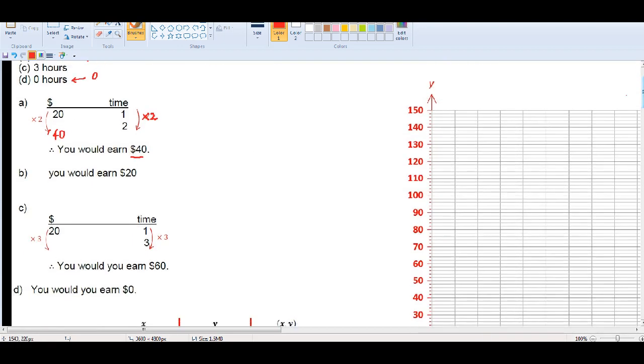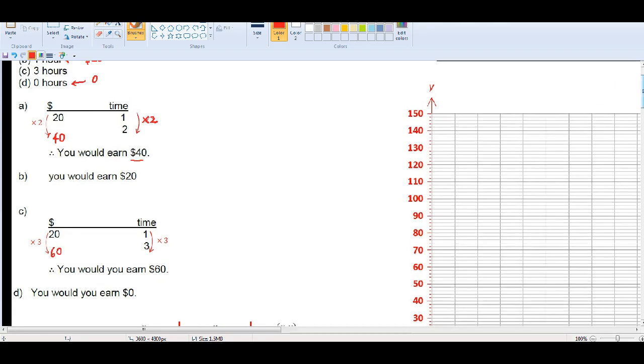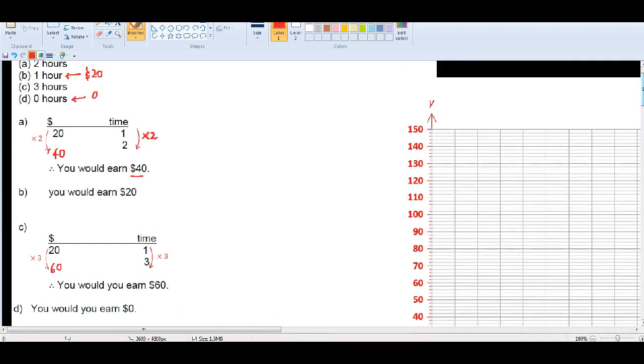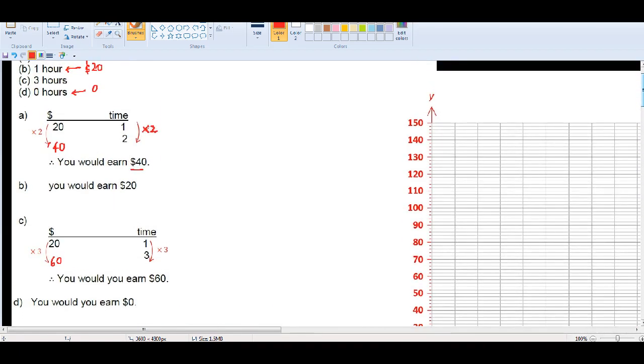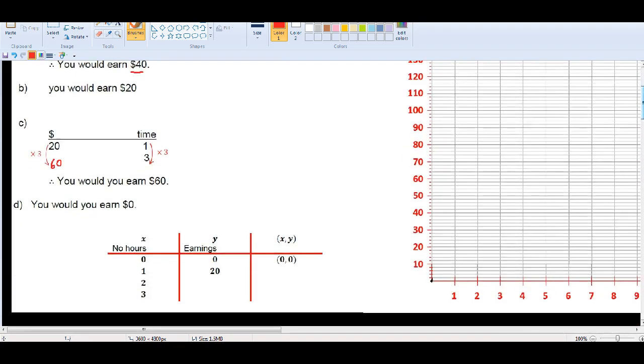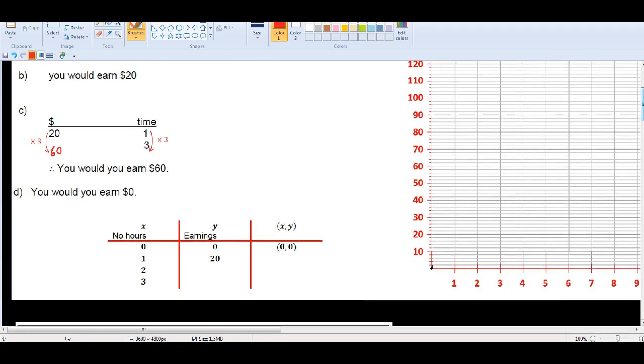Okay, how about C? If you work for 3 hours, then it's from 1 to 3 in terms of time. Then you have to times 3, right? And to reflect that change, you have to do the same thing on the other side. You are going to times 3 for that $20. You got 60. Okay, right? And the last one, D, 0. Okay, so you got 4 pairs of data. So let's consider these 4 pairs of data.